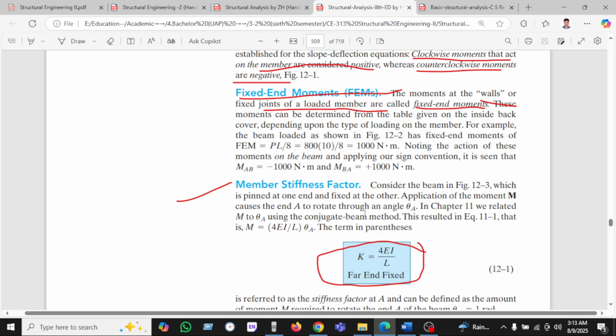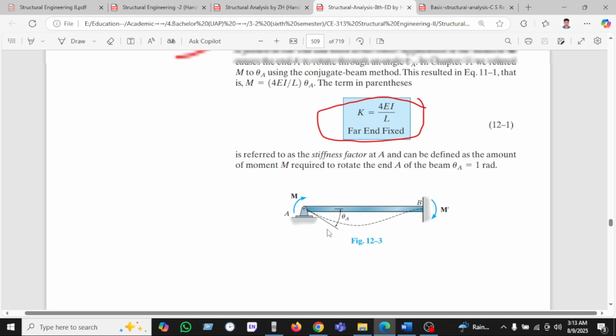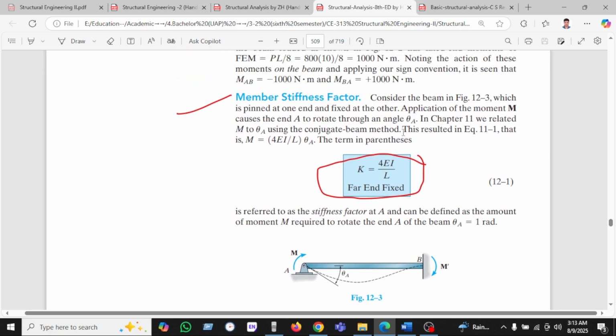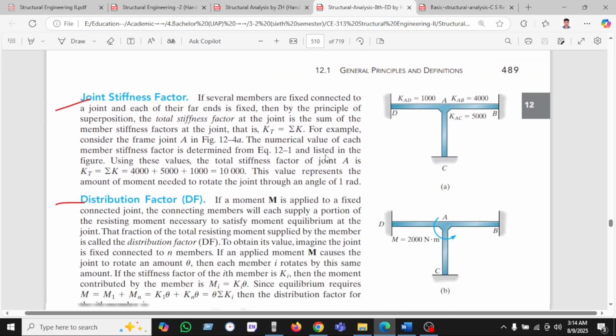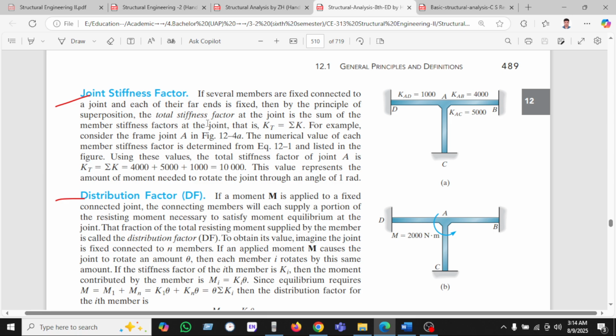Okay, what is the member stiffness? In the conjugate beam method, the moment is 4EI by L times theta. Since we are considering the far end fixed, we calculate K equal to 4EI by L. So M by theta equals stiffness. Now the joint stiffness: if several members are fixed-connected to a joint and each far end is fixed, then by the principle of superposition, the total stiffness factor at the joint is the sum of the member stiffness factors at the joint, so KT equals the sum of all K.